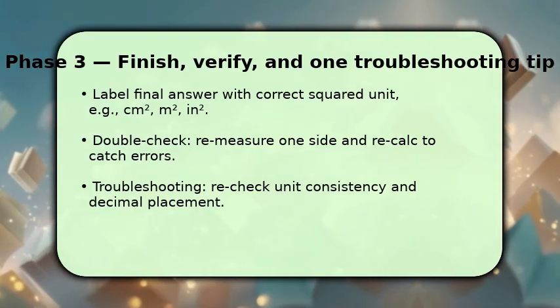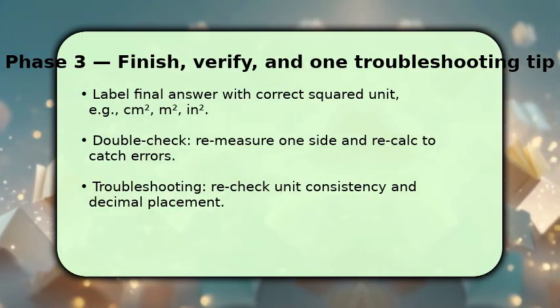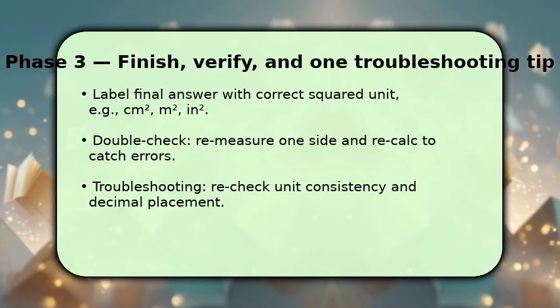When stuck, draw the rectangle, mark L and W, and do the multiplication slowly. That method reveals where a slip occurred and gets you back on track quickly.